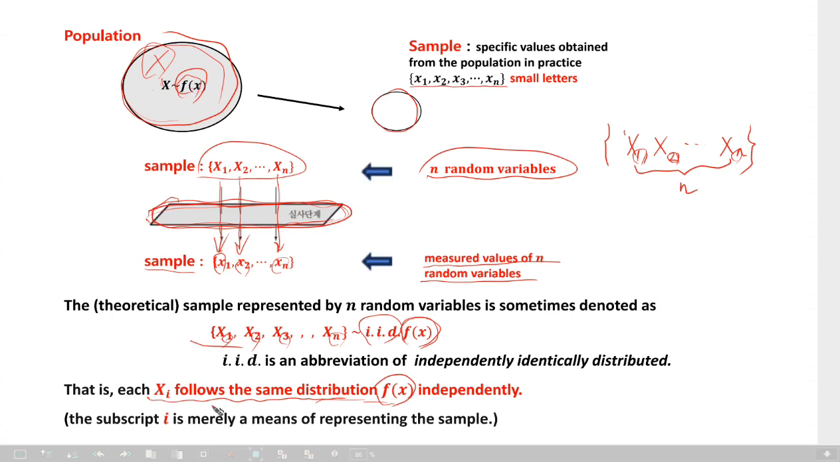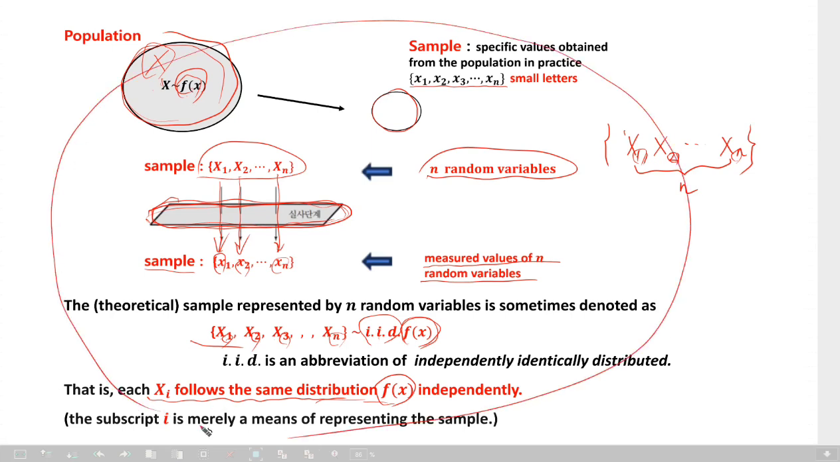You have to understand the contents of this page, otherwise you cannot follow the next coming content of statistics, and you cannot understand statistics well. Okay? Okay. Thank you.